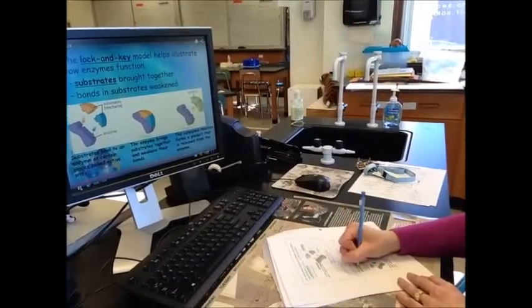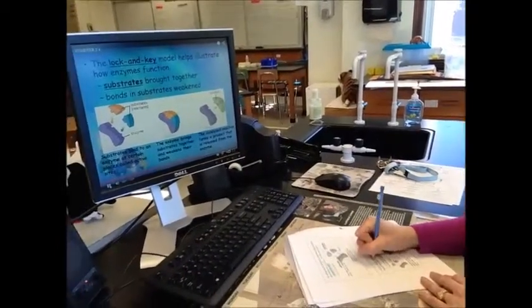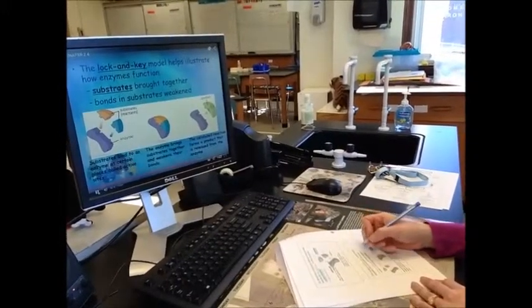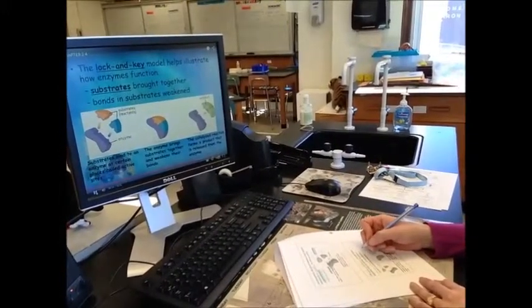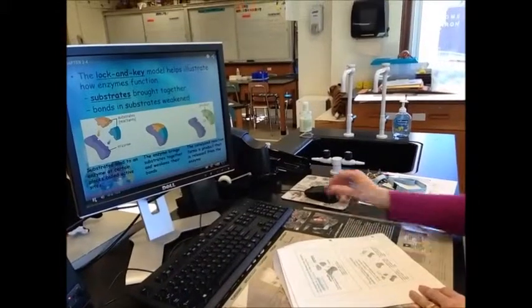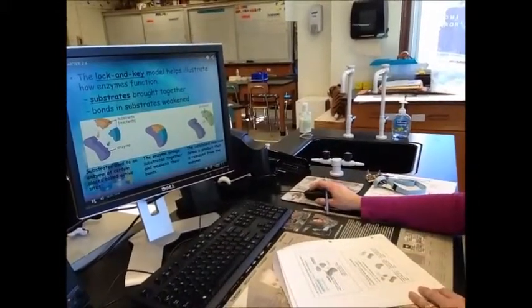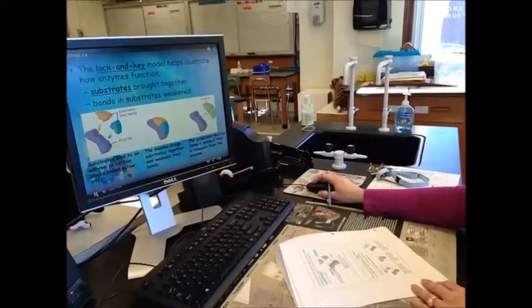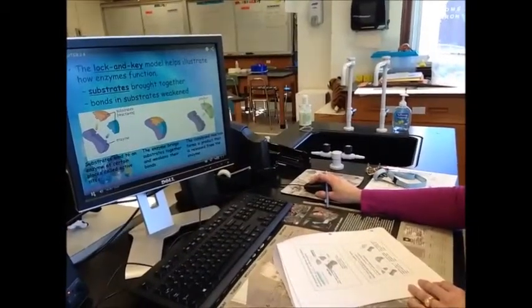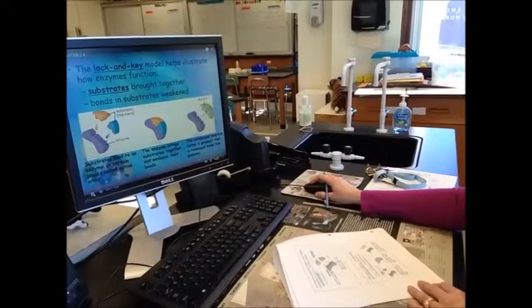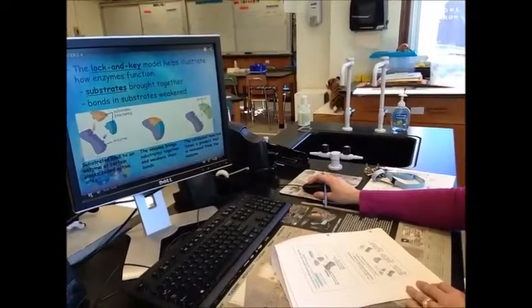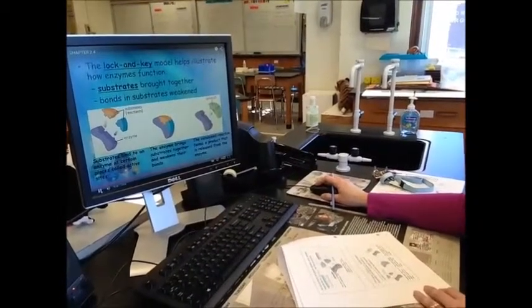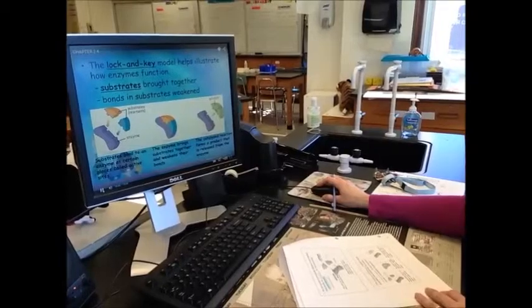So the lock and key model helps illustrate how enzymes function. If you think about how you have a lock on your door to your home and only a certain shape of key will fit that lock, that's kind of how enzymes and substrates work. Substrates are brought together with an enzyme. The bonds in the substrates are weakened. They are changed, and the catalyzed reaction can then form a product, and then that product gets released from the enzyme.